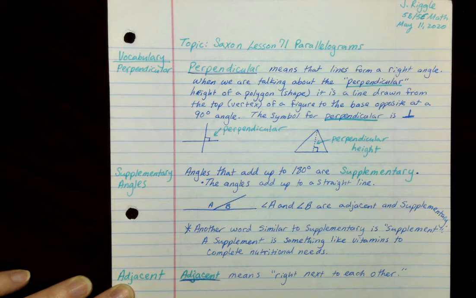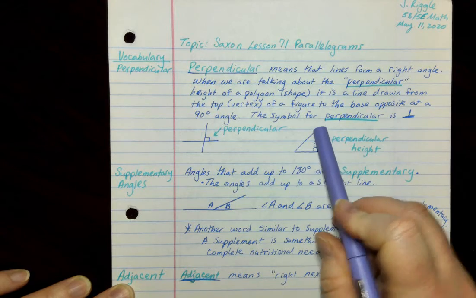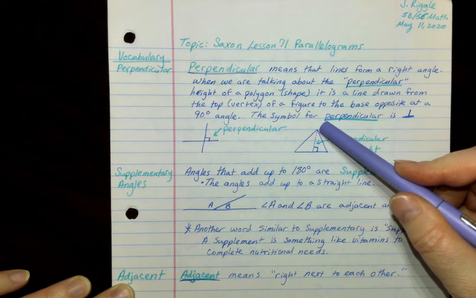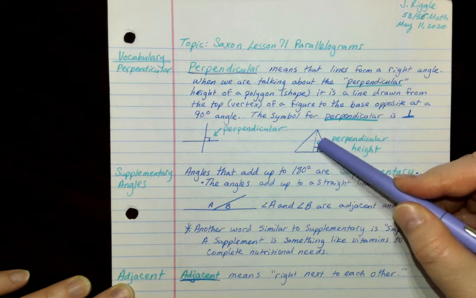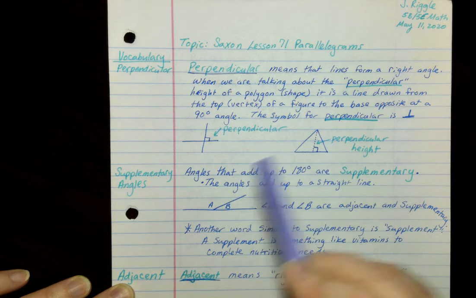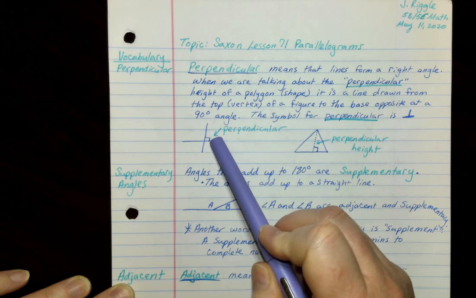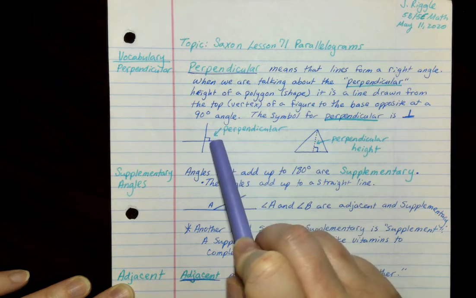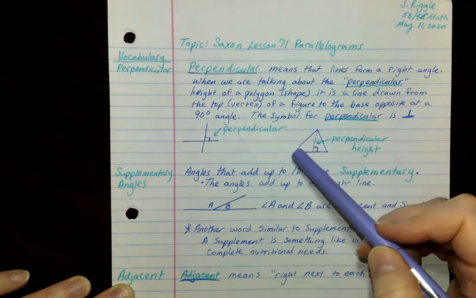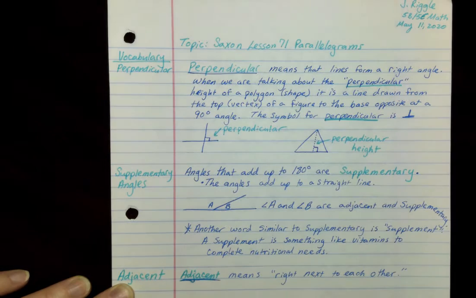When we are talking about the perpendicular height of a polygon or a shape, it is a line drawn from the top or the vertex of a figure to the base opposite at a 90-degree angle. So first of all, lines that cross at 90-degree angles are perpendicular. So these two lines are perpendicular. Perpendicular height comes from my flat base, makes a 90-degree angle, and comes up.